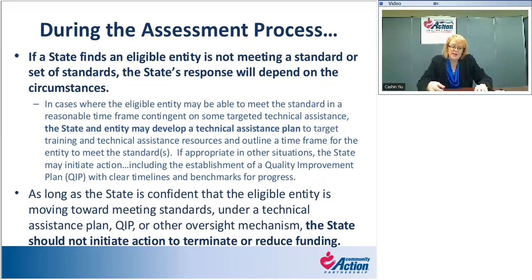But let's talk about if a state, in the monitoring process or in that assessment process, finds agencies aren't meeting a set of standards. So the state's response will depend on circumstances. It's always that it depends, right? So in cases where the eligible entity may be able to meet the standard in a reasonable time frame, contingent on some targeted technical assistance, the state may choose and the entity may develop a technical assistance plan.